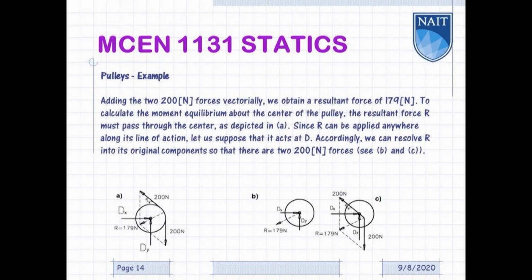Adding the two 200 Newton forces vectorially, we obtain a resultant force of 179 newtons. To calculate the moment equilibrium about the center of the pulley, the resultant force R must pass through the center, as depicted in figure A below. Since R can be applied anywhere along its line of action, let us suppose that it acts at point D. Accordingly, we can resolve R into its original components so that there are two 200 Newton forces as depicted in figures B and C below.